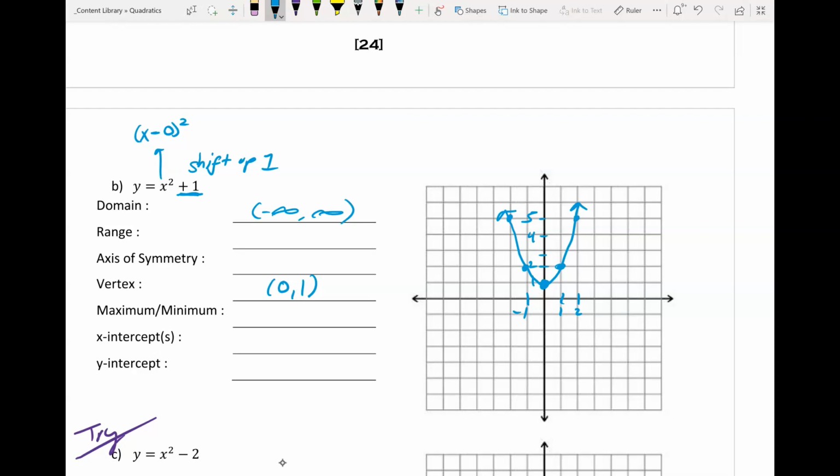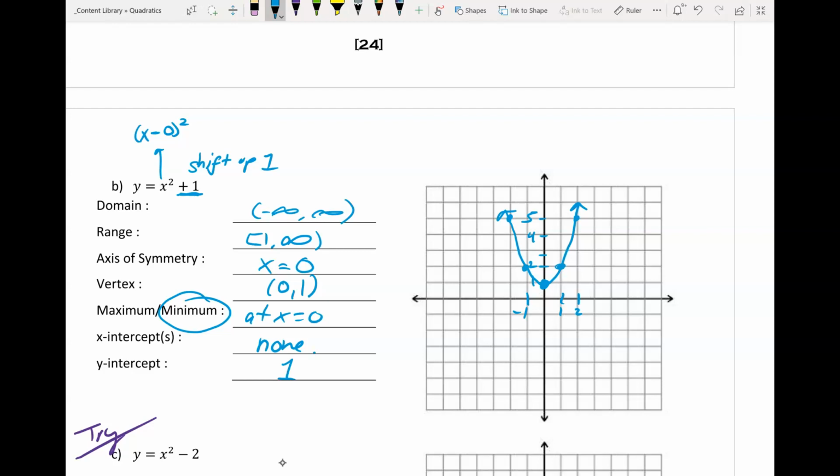Now finding the domain, from left to right, our values could be anything. So it's negative infinity to positive infinity. Again, it's a parabola, so it always has the same domain. For your range, your lowest y value is 1 and we touch it. Highest goes to infinity. Your axis of symmetry cuts right down the middle of your parabola. Looks like it's located at x equals 0. We have a minimum, and this occurs at x equals 0. We don't have any x-intercepts, so you can just say none. But your y-intercept is located at y equals 1. That's where we cross the y-axis.